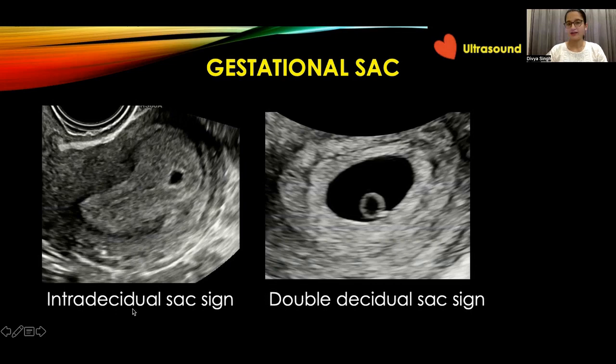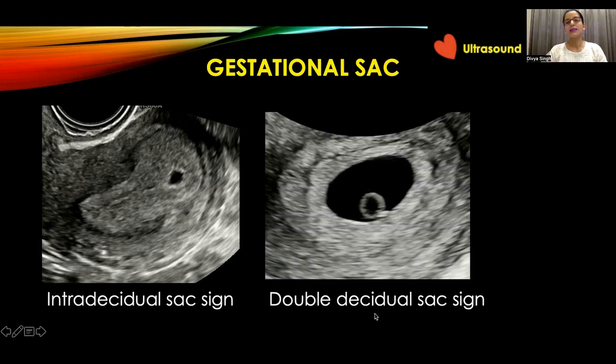One is the intradecidual sac sign. As you can appreciate, again, this is a transvaginal longitudinal image of the uterus. This is the thickened echogenic endometrium. This anechoic structure with the echogenic rim is the gestational sac. And you can see that this sac is present within the decidua. So this echogenic line that you see is that of the endometrial cavity, and the sac will be present within the decidua, as you see here, situated eccentrically within the endometrial cavity.